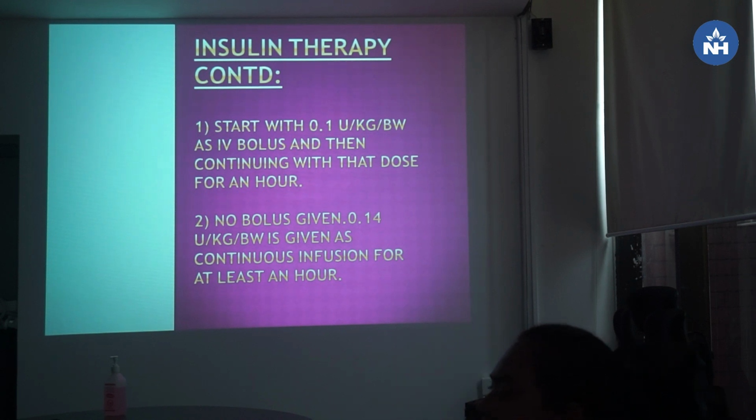We'll start with 0.1 unit per kg body weight as an IV bolus, and then we'll continue with that dose for an hour, or we won't do the bolus and we'll straight away start with 0.14 unit per kg body weight in a continuous infusion for at least an hour.